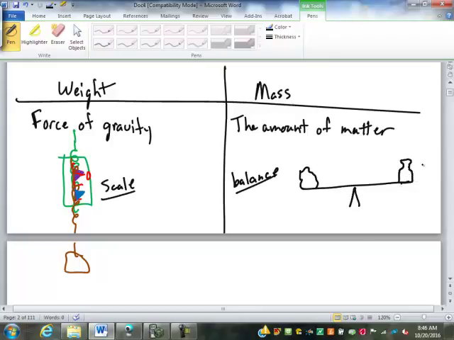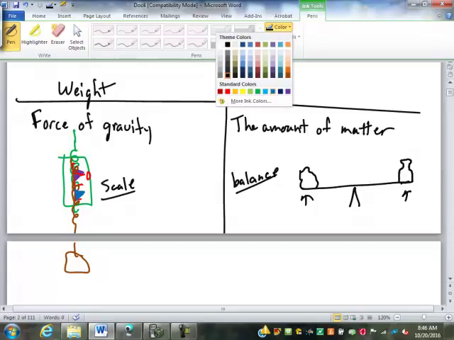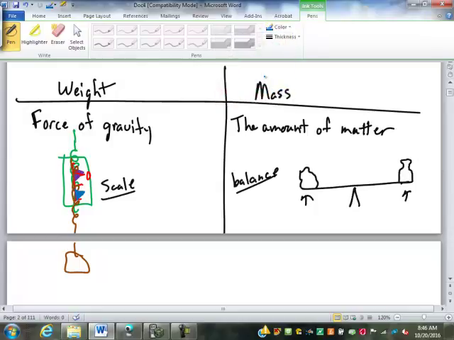Trying to make that look like the little prefab masses they have. And when it balances, whatever mass is over here is equal to the mass that's over here. Now you might wonder, well, how is that different? Well, mass is a constant for an object. If I go to the moon, gravity is different. There's about 1/6 the gravity on the moon as there is on Earth.